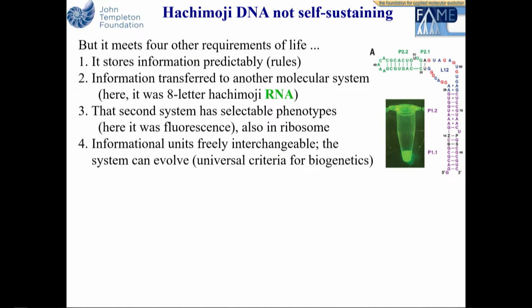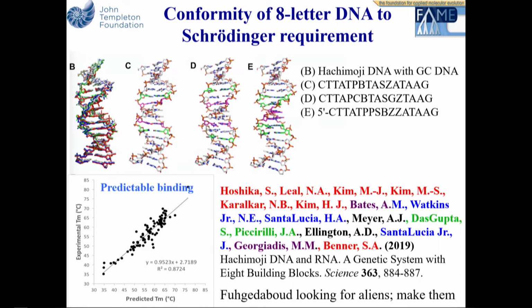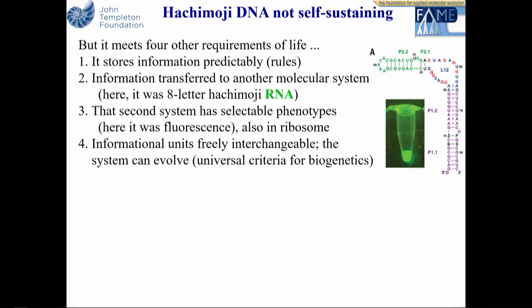But there's actually some reason to do that, because although Hachimoji DNA is not self-sustaining, we don't build that in. It meets the other 4 requirements for life. For example, it will store information predictably, and that's what the rules are in the lower left-hand corner of this plot. It's just a statement where we've gotten melting temperatures for hundreds of DNA duplexes so that we know how much a TA pair contributes to a duplex stability, or a PZ pair, or an SB pair, or a GC pair, and it's quite well predictable.